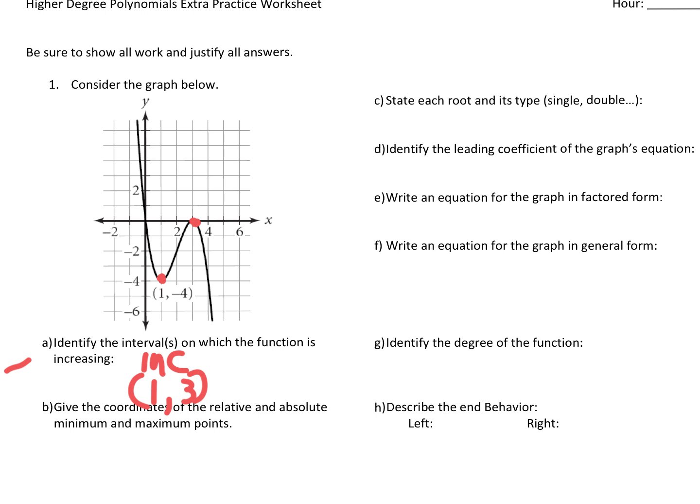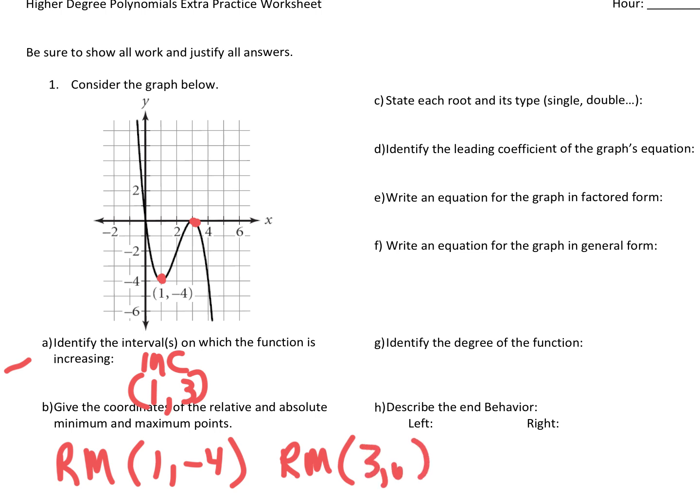Is there an absolute minimum? No, it doesn't stop going down. It goes down forever. How about, is there a relative minimum spot? Yes, and it is at 1 comma negative 4. I'm going to put RM for relative minimum. Is there a relative maximum? Alice, what's the relative maximum? 3, 0. Yes.